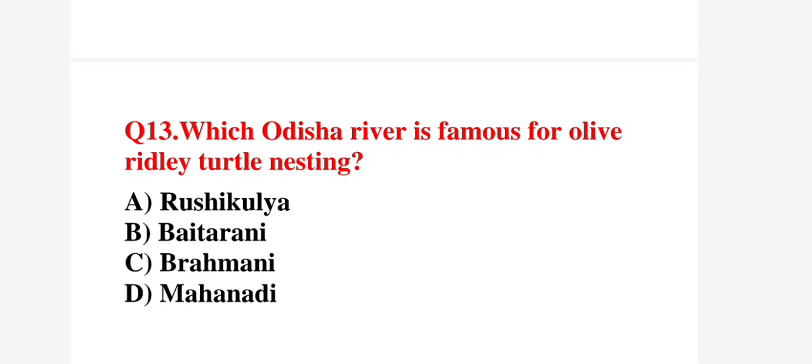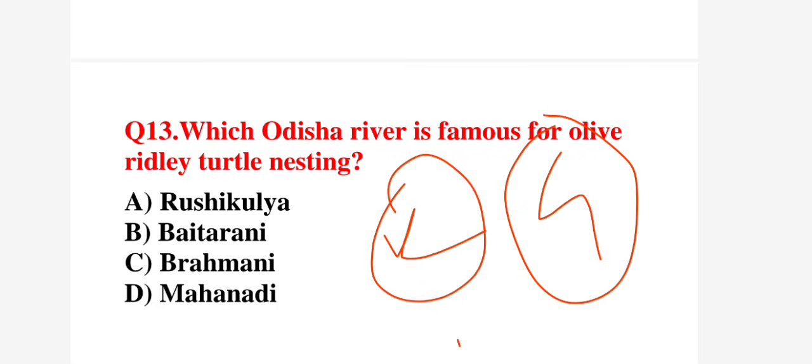Rusikulya empties into the Bay of Bengal near the Ganjam district. And how many districts does it pass through? It passes through districts like Kandhamal, Ganjam, and Boudh. And it is famous for the massive olive ridley turtle nesting.